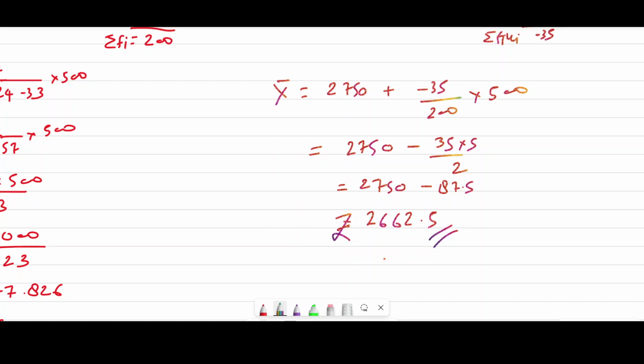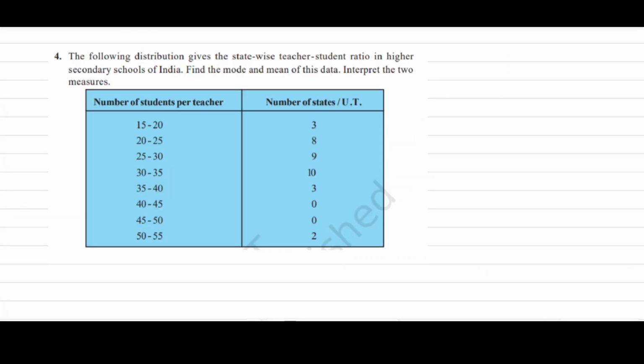Now we'll move on to the next question, question number 4. The following distribution gives the state-wise teacher-student ratio in higher secondary schools of India. Find the mode and mean of this data. Interpret the two measures. Okay, here is the given data.